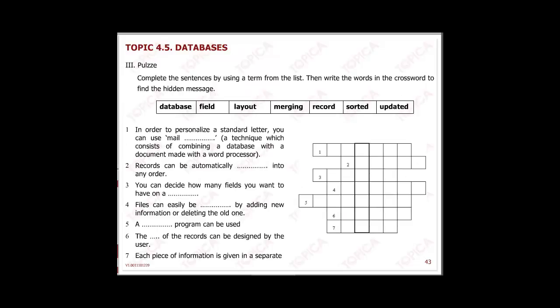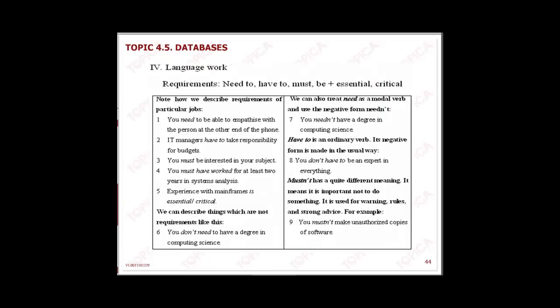3. Puzzle. Complete the sentences below by using a term from the list. Then write the words in the grid to find out the hidden message. 4. Language work. Requirement. Need to, have to, must, be essential. Note how we describe requirements of particular jobs.